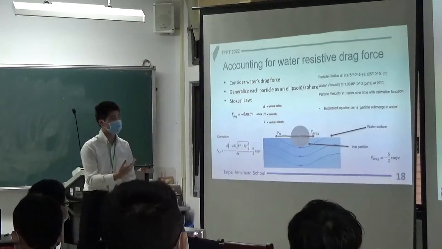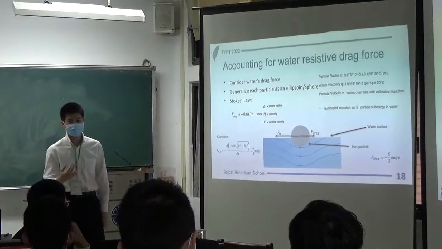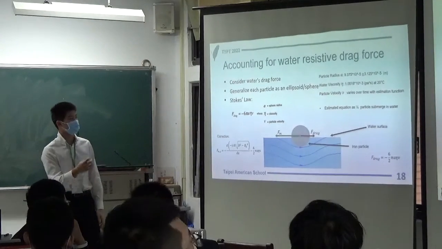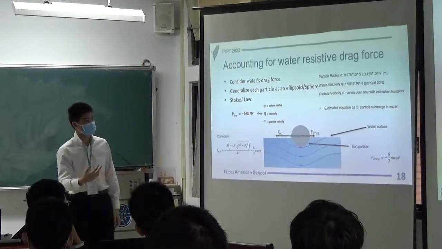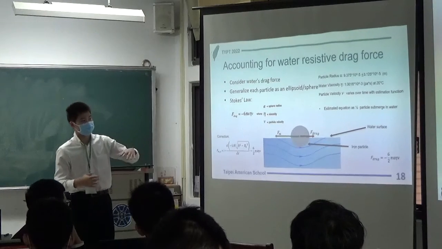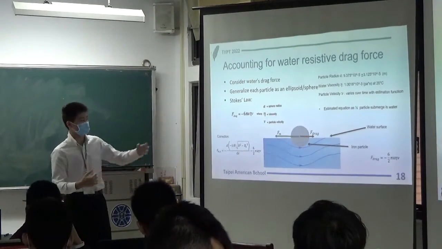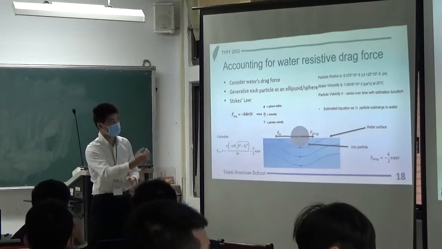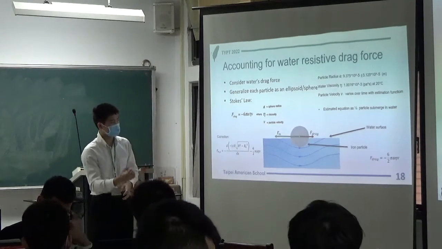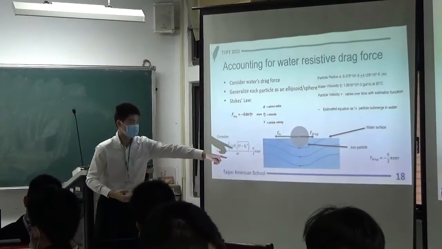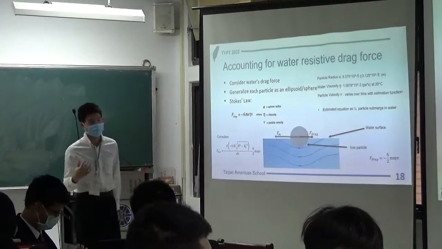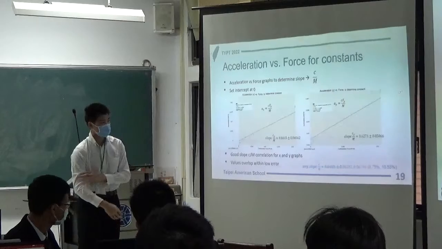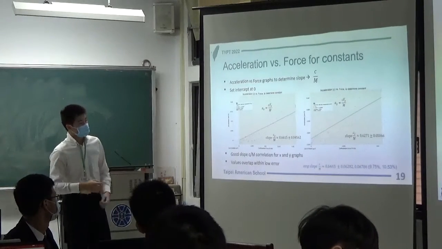Okay, and at the same time, we have to account for water resistive drag forces on the particles. Since it is above water, we generalize it as the particle being submerged about 1/2 into the water. Therefore, with Stokes' law equation with our sphere radius, the water viscosity, and also the particle's velocity over time, we can get this, and then that's divided by 2 because it is half submerged in water. Okay, and then moving on.